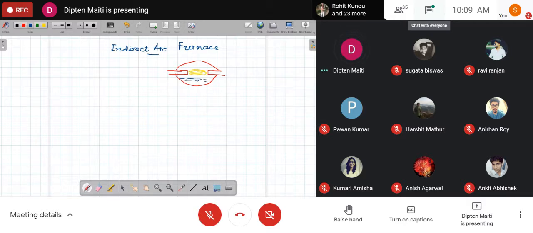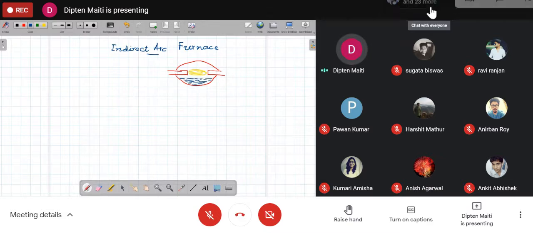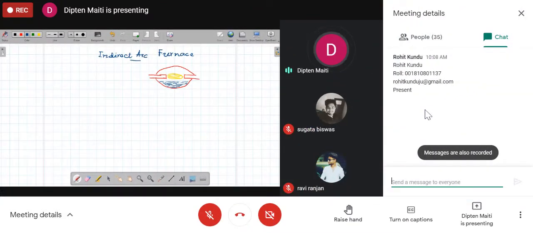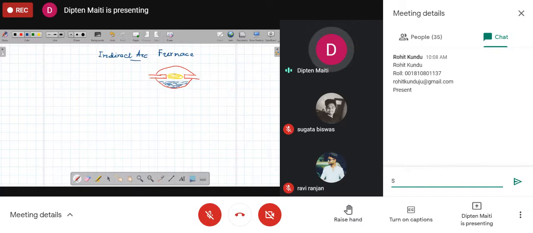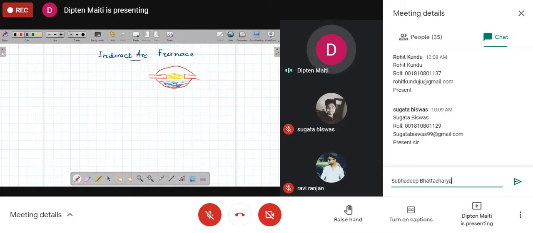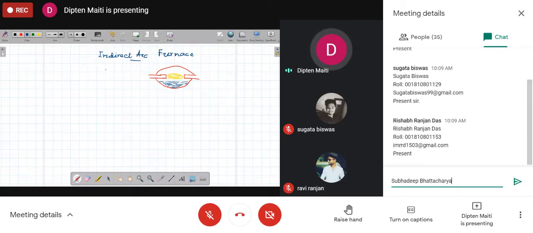Let's say in molten state. It need not be in the molten state, so that the heat is passed to the charge by the process of radiation from the arc, and due to that the charge gets heated up, and that melts after certain time or in due course.